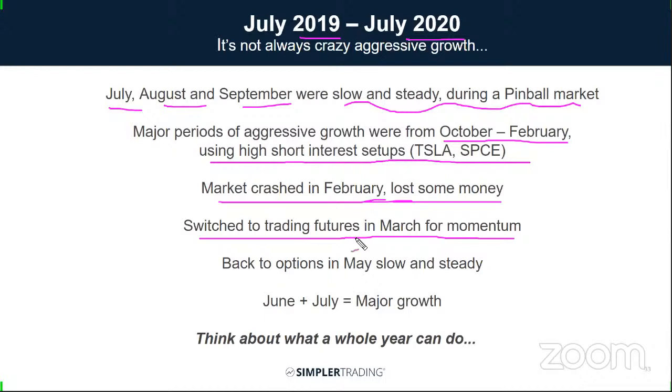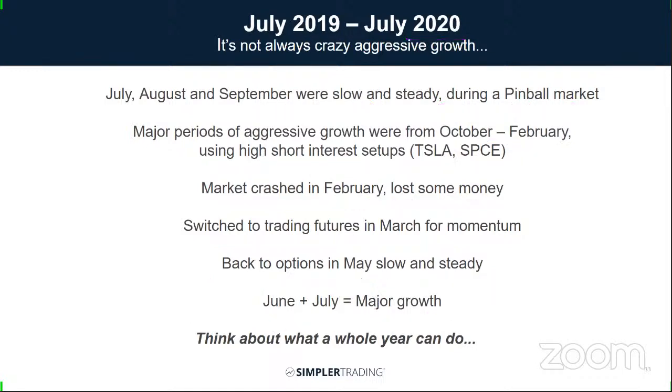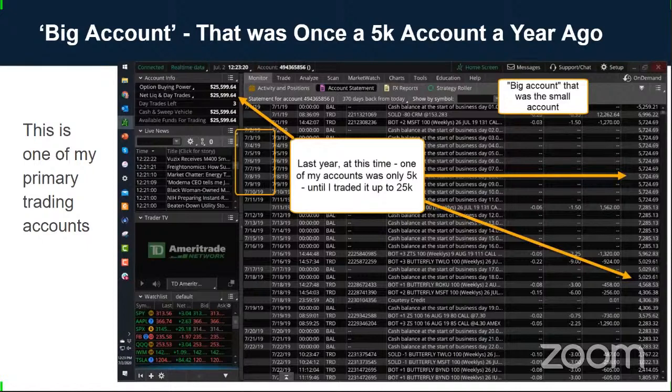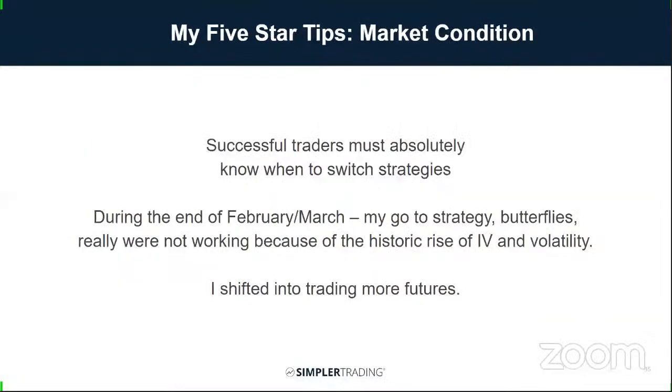So basically when that happened, I switched over to trading futures because we got into a really volatile momentum market. Once we got back to May, I started again, slow and steady growth. And then boom, I already quintupled my account again. So this is the account that I had from July 2019 to right about the market crash. And then I actually ended up cashing out this account to buy a lake house. So I cashed that one out, and then I started with another account because that's typically what I do.